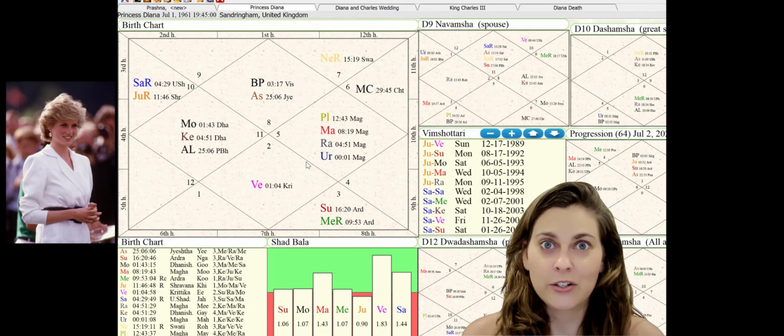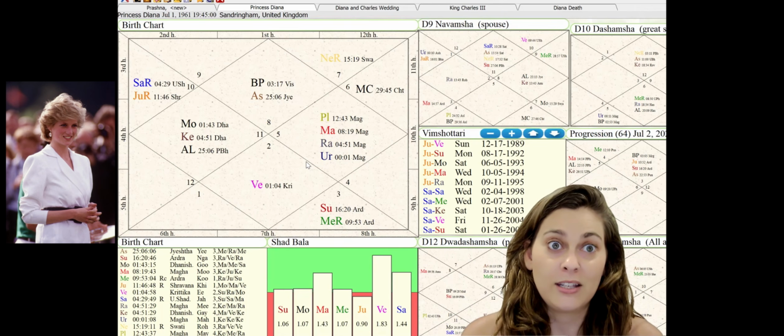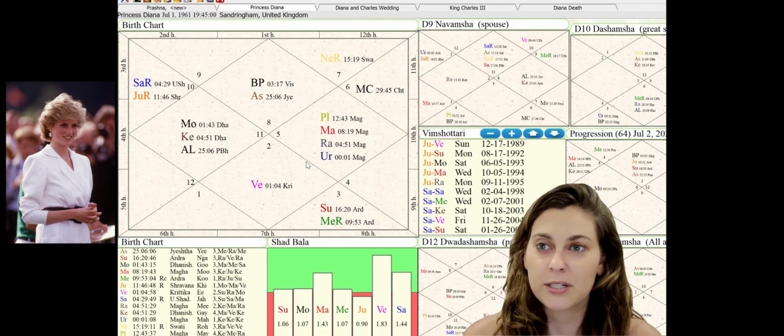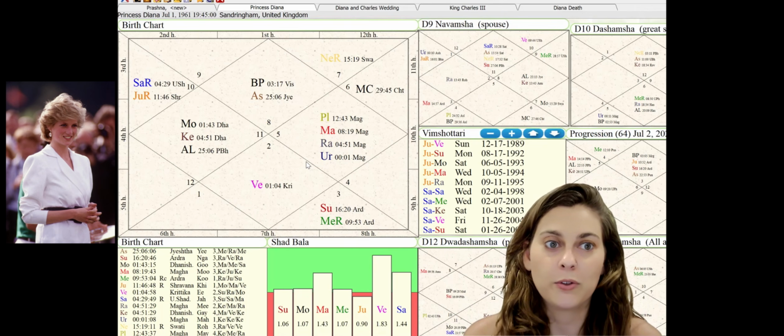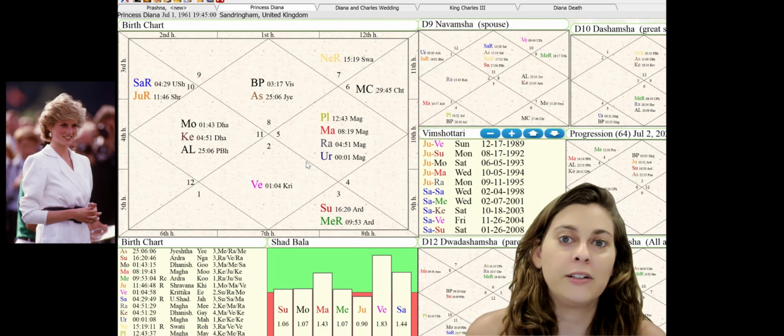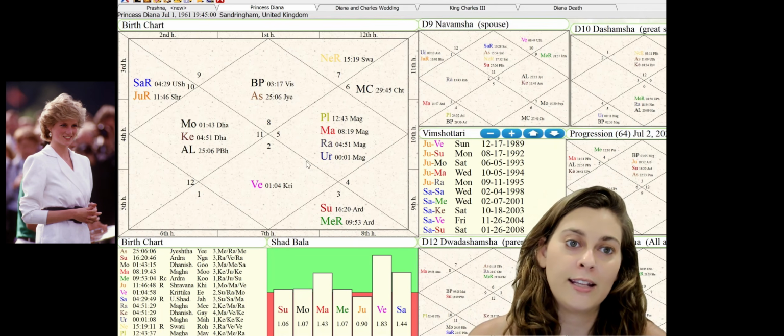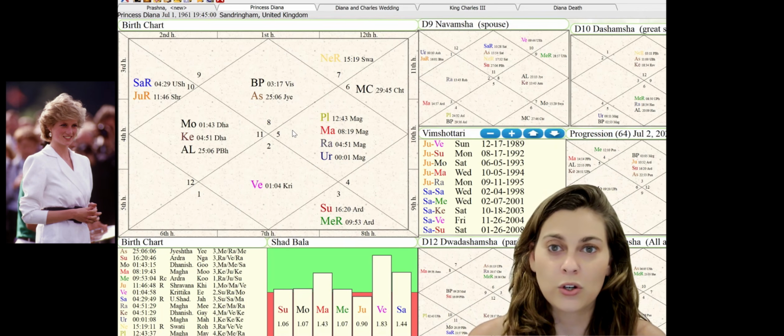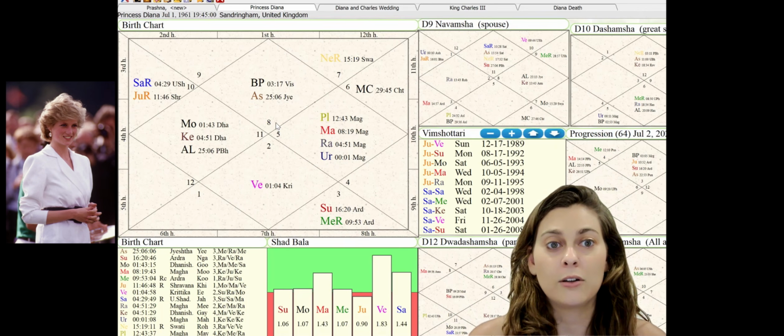Diana was born on July 1st, 1961 in the United Kingdom. We have it all pulled up. The birth time is official, so we don't have to worry about that. Right away, we're looking at her chart. Again, this is a North Indian chart, and it goes counterclockwise.